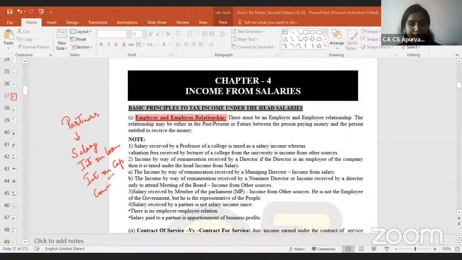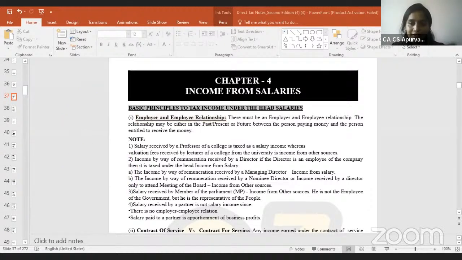Since no employer and employee relationship exists between the partners and the firm, all these emoluments are not going to be chargeable to tax under the head salary. The remuneration, interest on loan, interest on capital or commission that a partner receives is going to be chargeable to tax under the head PGBP. I'm assuming that it's clear.